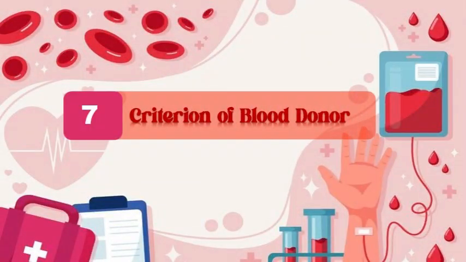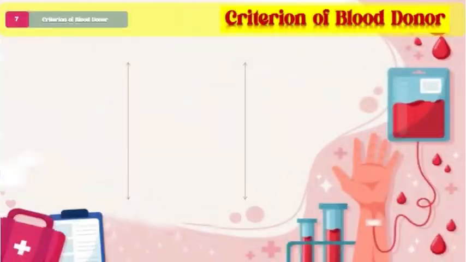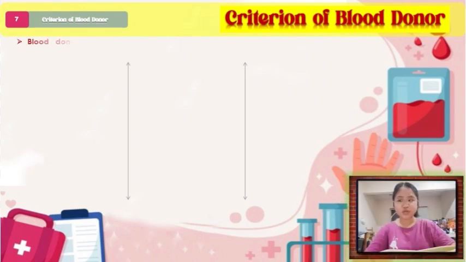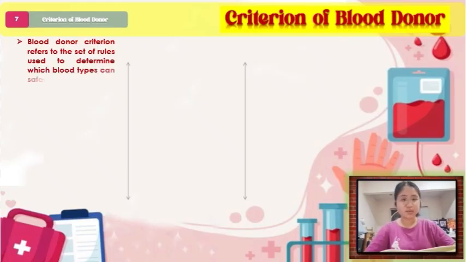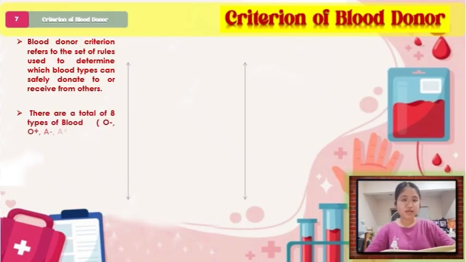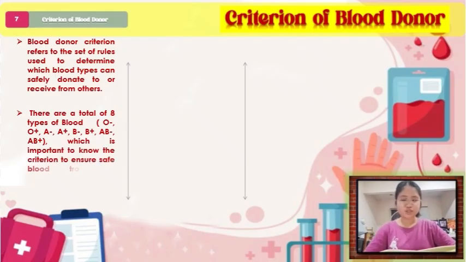7. Criterion of blood donor. Blood donor criterion refers to the set of rules used to determine which blood type can safely donate to or receive from others. There are a total of 8 types of blood: O negative, O positive, A negative, A positive, B negative, B positive, AB negative, and AB positive. It is important to know the criterion to ensure safe blood transfusions, preventing reactions that could be harmful or life-threatening.